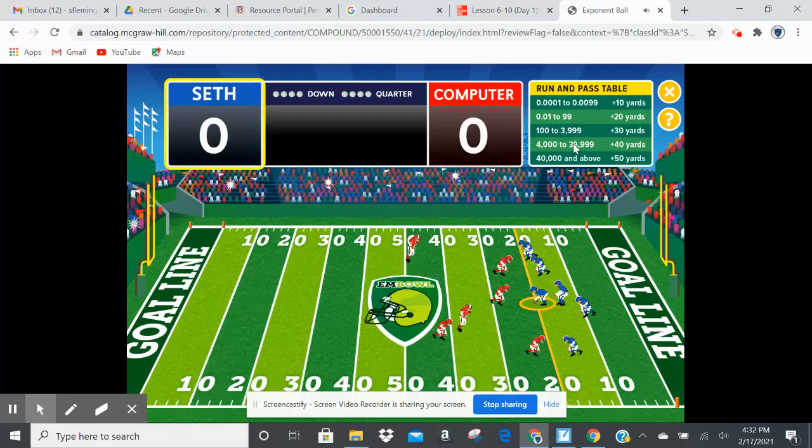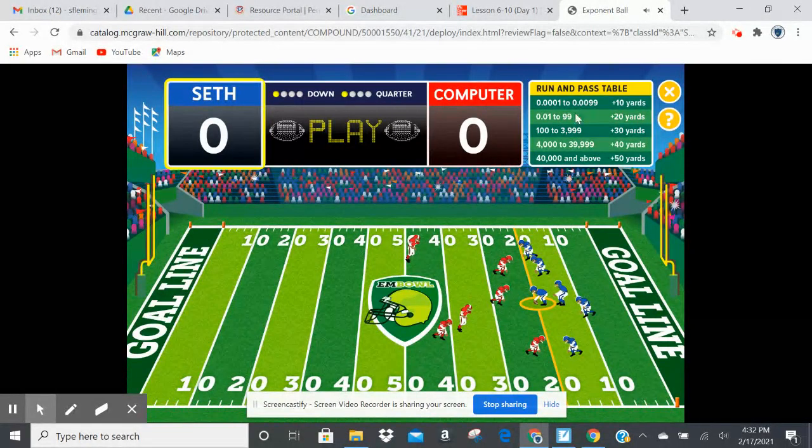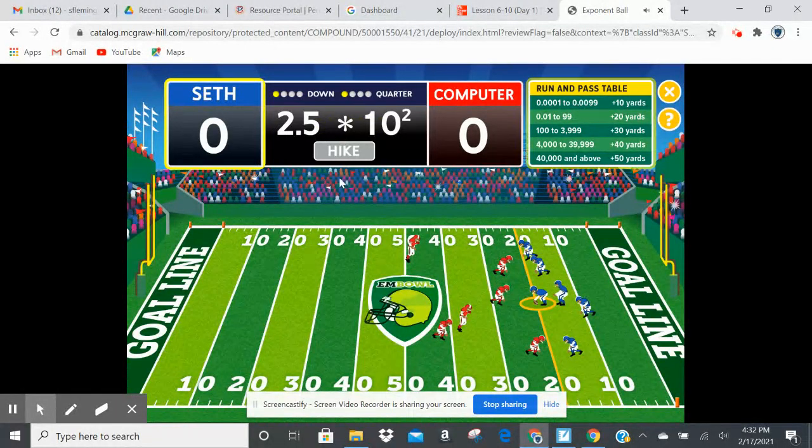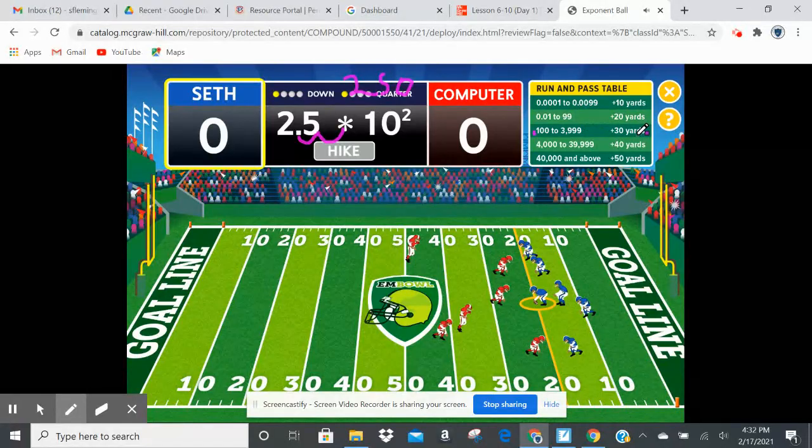So I need to identify where I think my answer is going to fall using this run and pass table. So let's practice this one. Okay, so let's figure this out. 2.50. We would move that decimal over 1, 2, so the answer would be 250. So in that case, where would this answer fall? 250 would be right here between 100 and 3099. So I'm going to choose 30 yards.